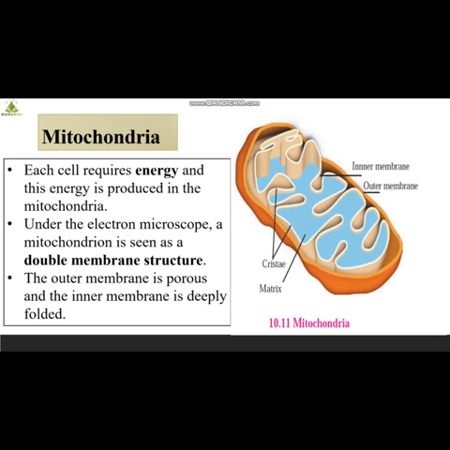If you see the structure of mitochondria under the electron microscope, it is seen as a double membrane structure. Double membrane means we will have an inner membrane and an outer membrane. The outer membrane is porous. Porous means it will have small holes on it. And the inner membrane is deeply folded. Can you see how it is folded? Yes, overlapped and folded. So that is the double membrane structure, with an inner membrane and an outer membrane.